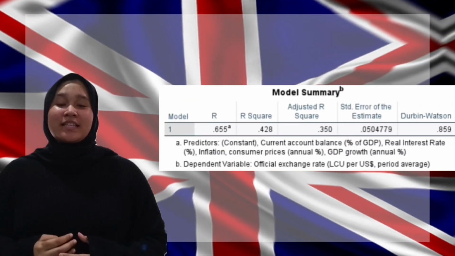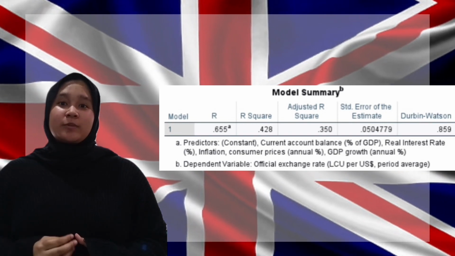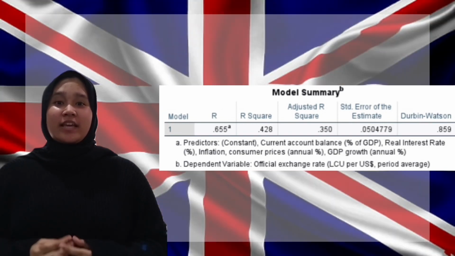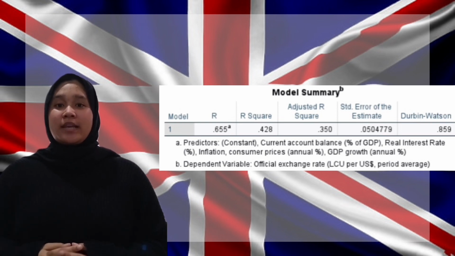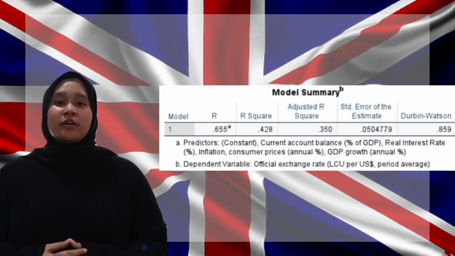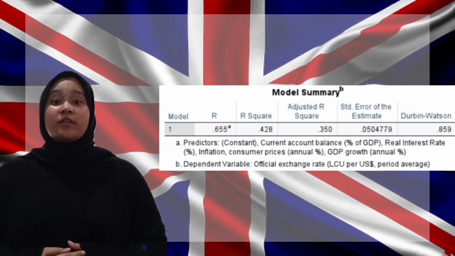The value of R squared is 0.428. It means that approximately 42.8% of the exchange rate of the pound sterling is explained by GDP growth, real interest rate, inflation, and current account balance of GDP. Meanwhile, the adjusted R squared is equal to 0.350, which shows that 35% of the variation in exchange rate variability in the dependent variable is likely explained by the independent variables.